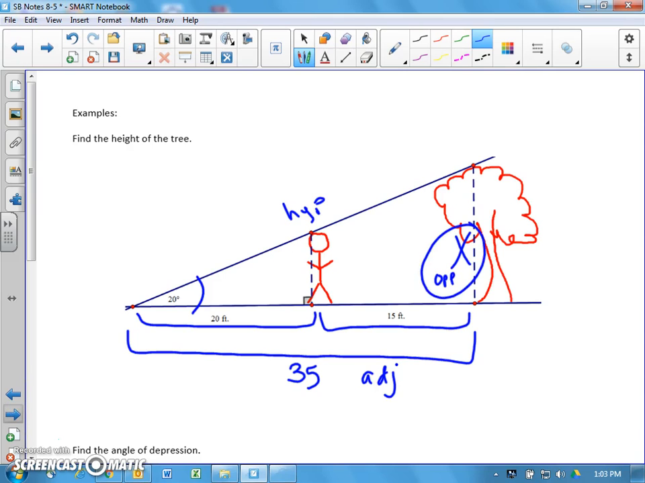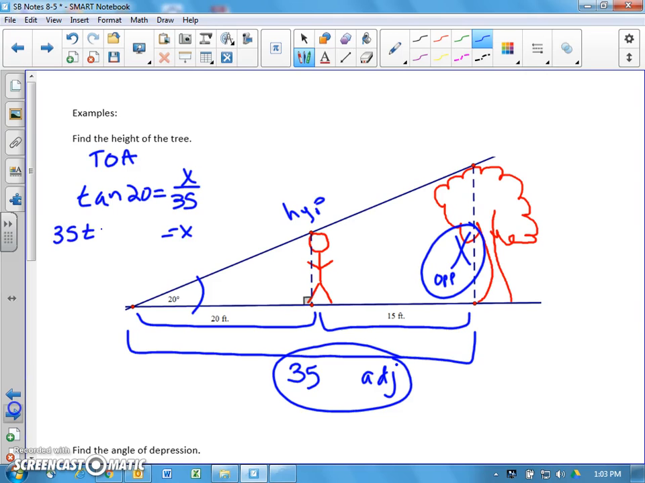So since I'm involving my opposite side and my adjacent, that's O and A. So that's my TOA, or tangent. So tangent of my angle, 20 degrees, would be opposite over adjacent. So it would be X over 35. Multiply your 35 across, and we would have 35 times the tangent of 20. Once you type that in your calculator, you're going to get about 12.739. So the tree is about 12.7 feet tall.